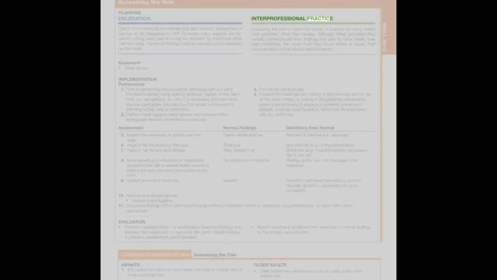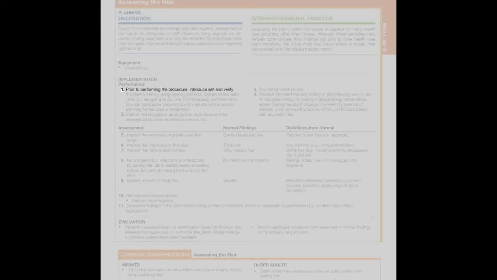Interprofessional practice. Assessing the hair is within the scope of practice for many healthcare providers other than nurses. Although these providers may verbally communicate their findings and plan to other healthcare team members, the nurse must also know where to locate their documentation in the client's medical record. Equipment: clean gloves.